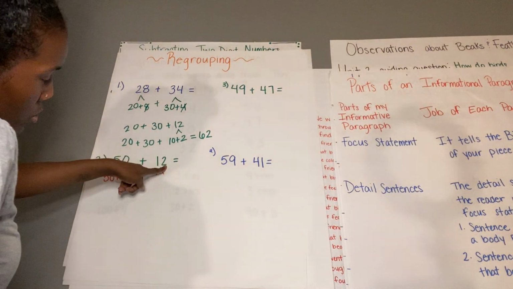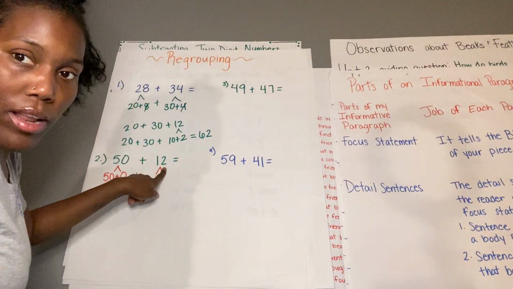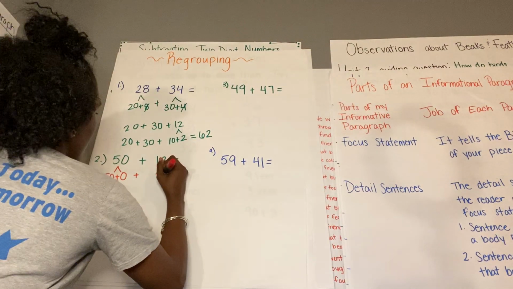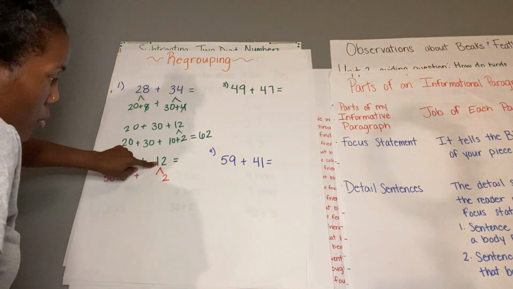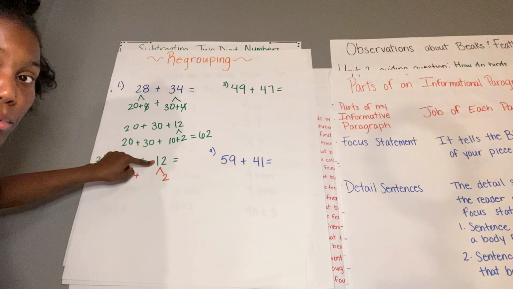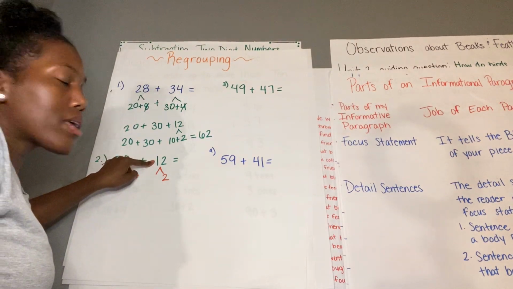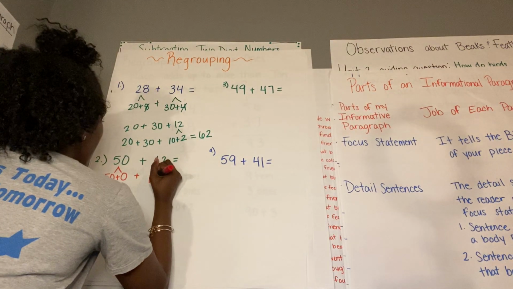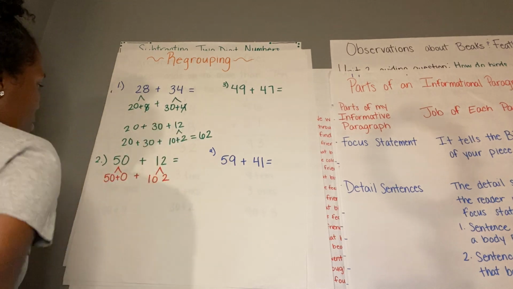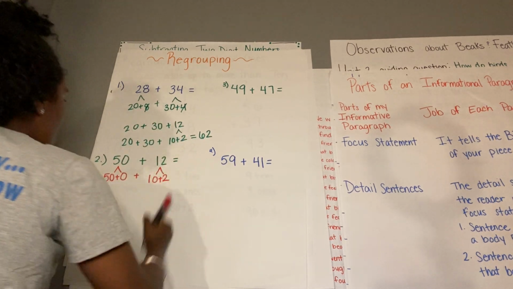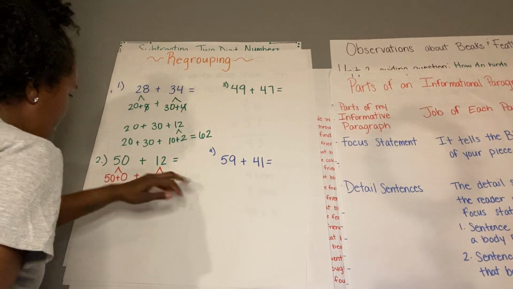So I'm going to look at the ones again. How many ones do I have left? I have 2. And then my one that's in my tens place represents the number 10, exactly. Just like in this problem here. So it goes to 50 plus 0 plus 10 plus 2.